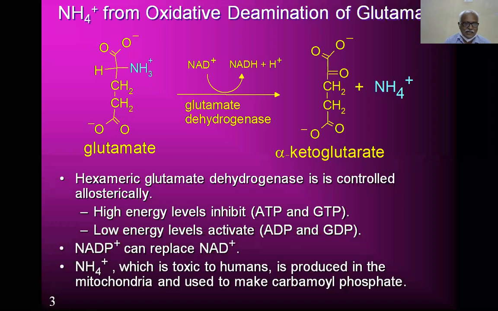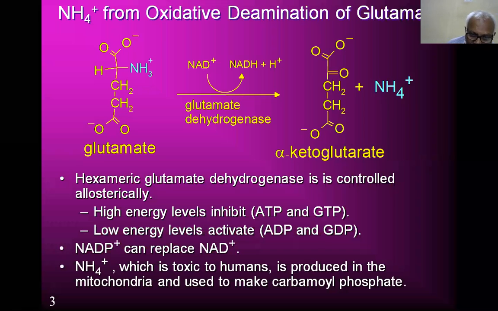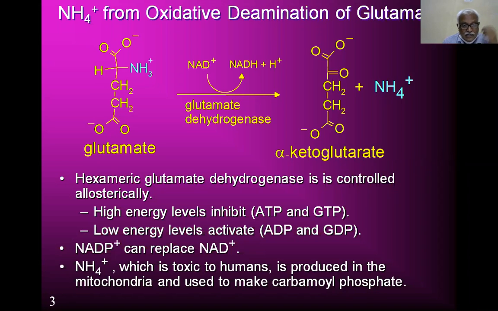This is most important. Ammonium ion is toxic to humans. It's produced in the mitochondria and used to make carbamoyl phosphate. Carbamoyl phosphate means urea cycle, urea production starts out. And because of that, mitochondria is the scavenger. Your maternal mitochondria saves the human race from getting extinct.